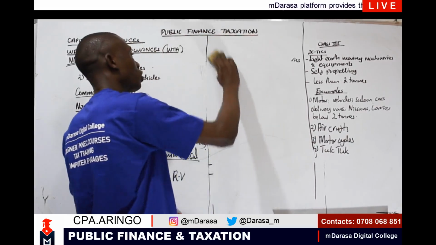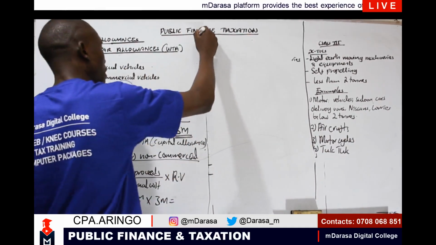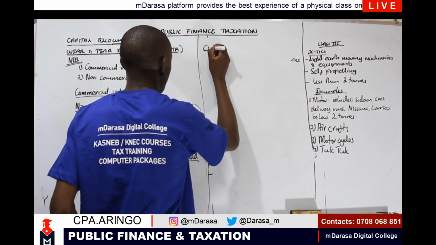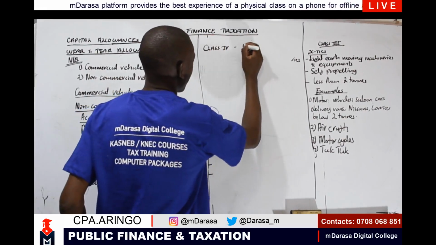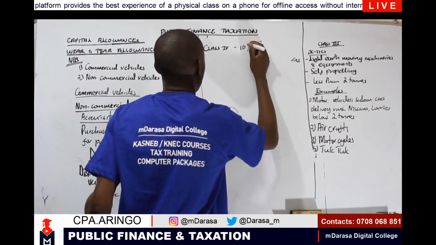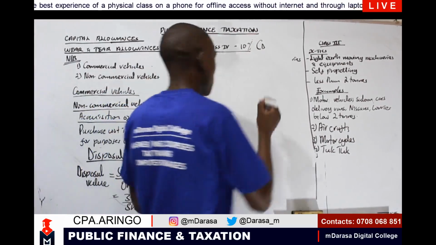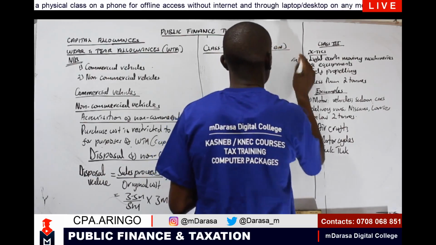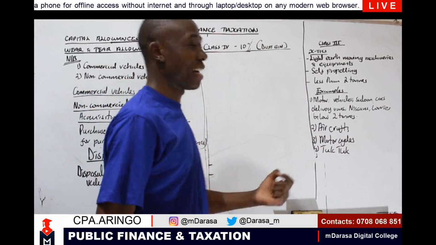Now, after we've talked of class 3, I want us to look at class number 4. I normally term it as a dustbin class. Of course, this is 10%. Remember, we are looking at the current rates. The question will be, why are we terming this as dustbin class?